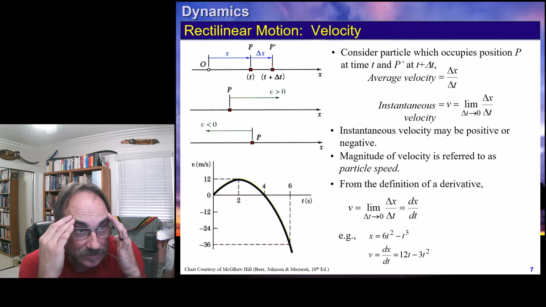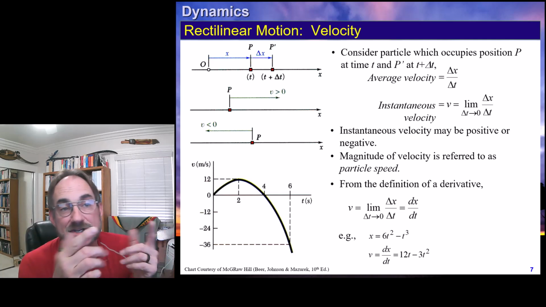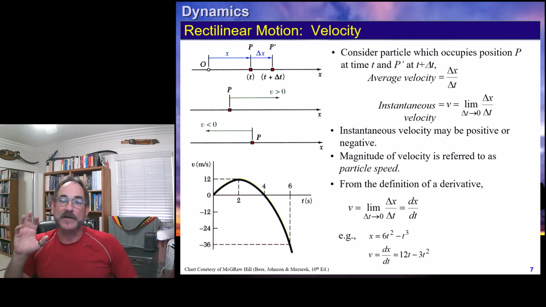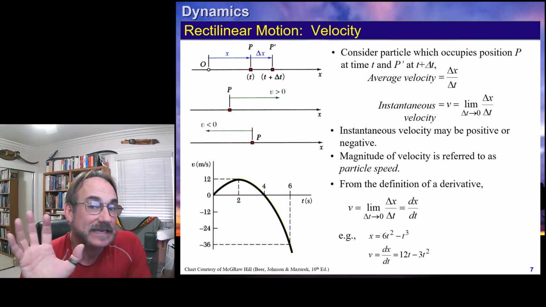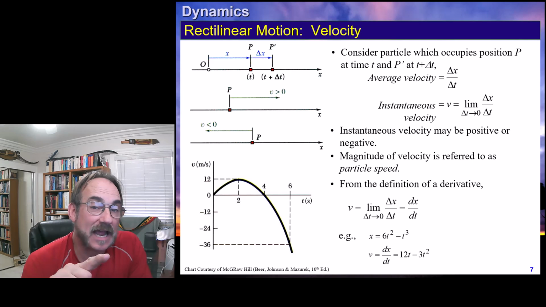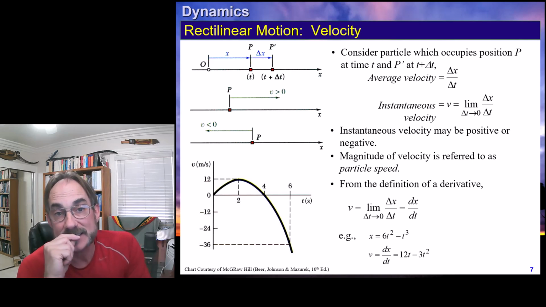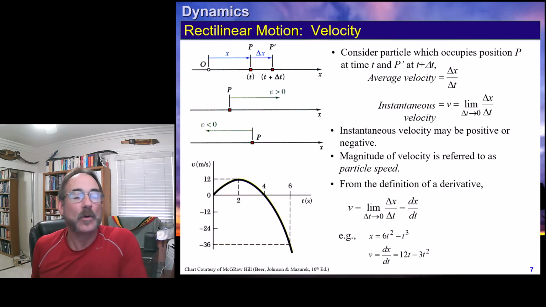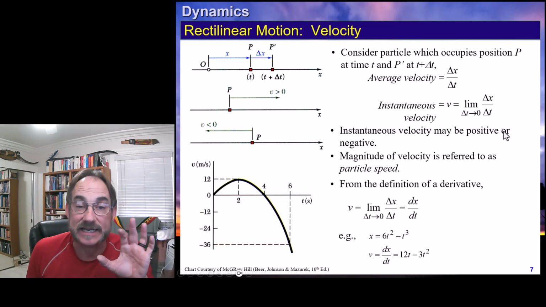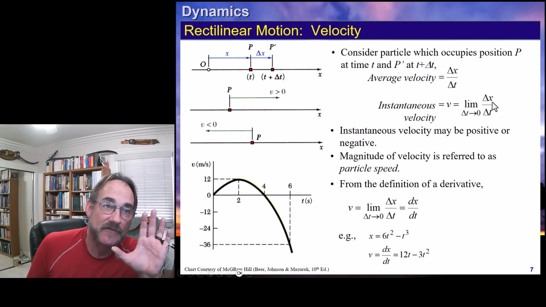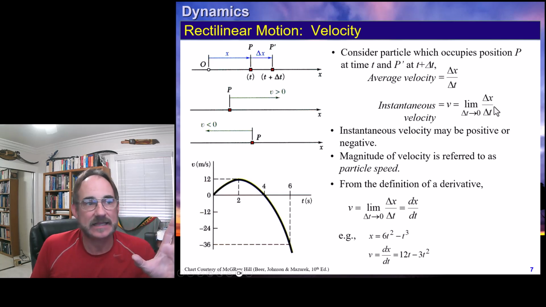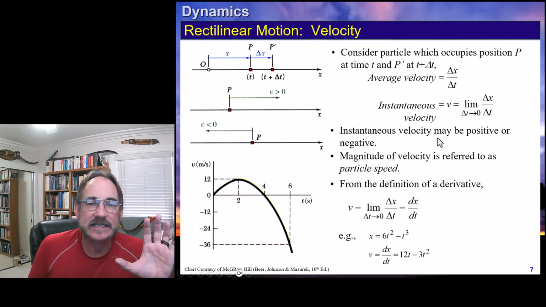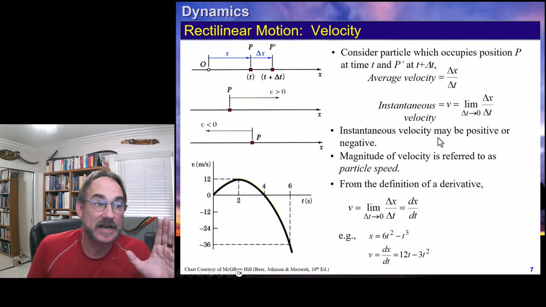If we think back to the definition of a derivative, that's just the derivative. That means we can just take the derivative of the equation that relates position to time, take the derivative of that with respect to time, and we can figure out what the velocity is, right? The derivative dx/dt is the velocity. Got that? Okay.